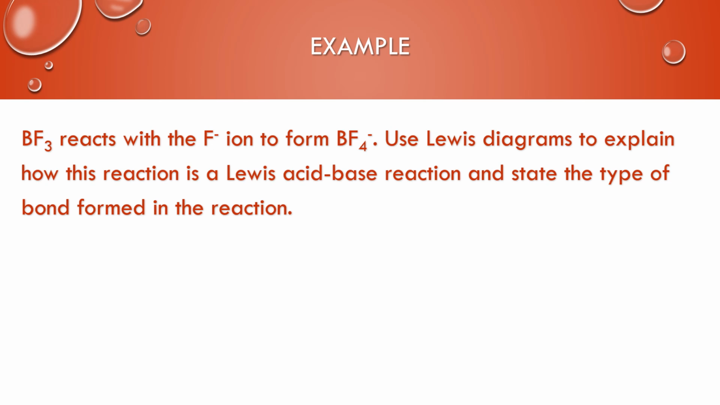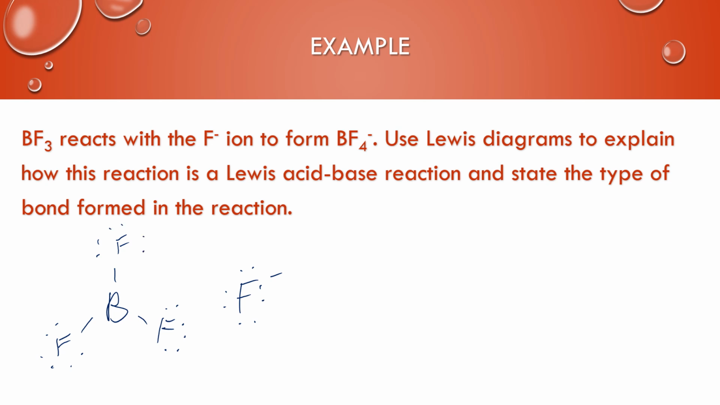Okay, so this is our example for this one. The BF3 reacts with the fluoride ion to form BF4-. Use Lewis diagrams to explain how this reaction is a Lewis acid-base reaction, and state the type of bond. So there's BF3, and the fluoride ion looks like this. And I'm going to go ahead and draw all of the lone pairs on this one. I didn't on the previous slide for simplicity, but those are all of the lone pairs present.